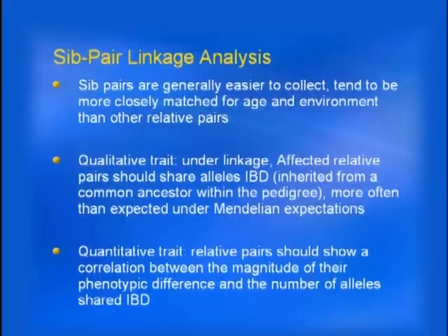Okay? We've talked about siblings, and we've talked about the fact that siblings share, on average, half of their genetic material. So we're familiar with that situation. The other advantage of using sib pairs over other types of relative pairs is that, generally speaking, siblings are easier to collect. Frequently, if one sibling participates in your study, it's more likely that they can get one of their brothers or sisters to participate versus getting an aunt or an uncle or some other relative to participate in the study. They also tend to be more closely matched for age and also environment than more distant relative pairs.